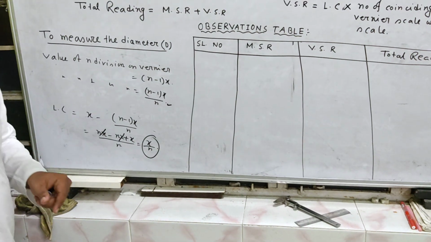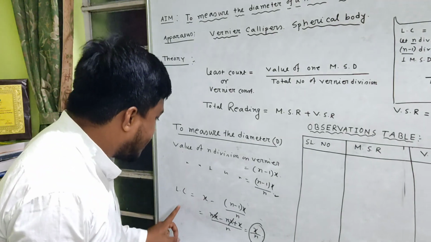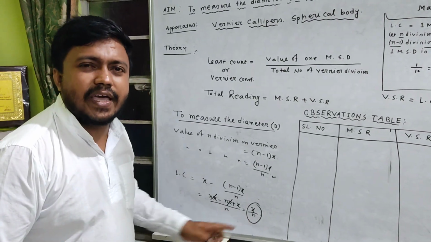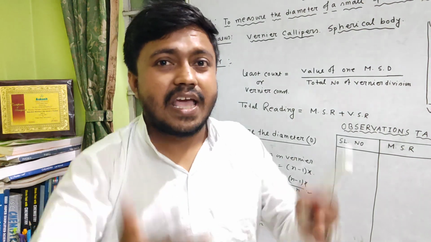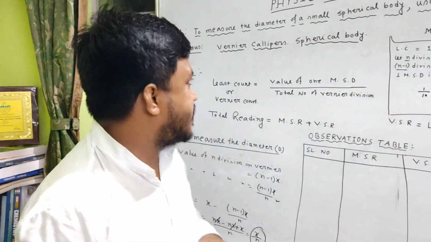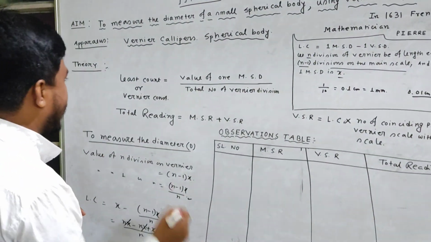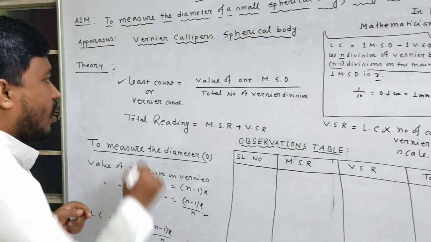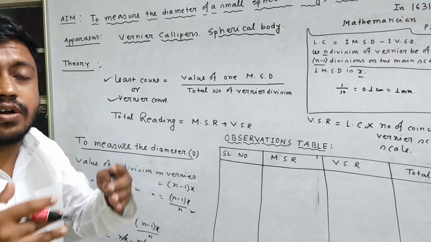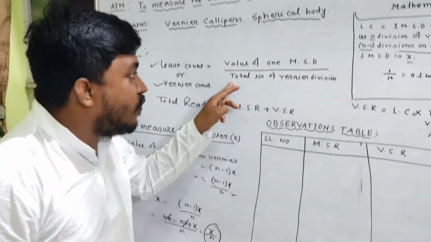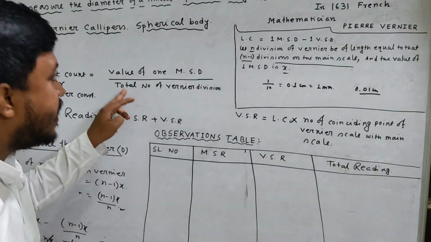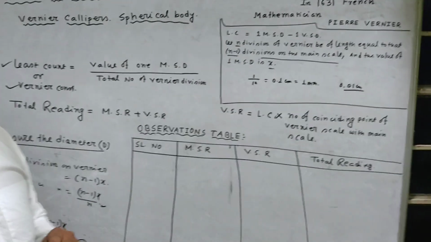What is the expression for least count, students? Least count formula equals what? X by n. X is what here, students? X is the value of one main scale division, and n is what? N is the total number of vernier divisions. So finally, the least count formula, or the vernier constant, least count is another name of the vernier constant also. The final formula equals what? Value of one main scale division divided by total number of vernier divisions.